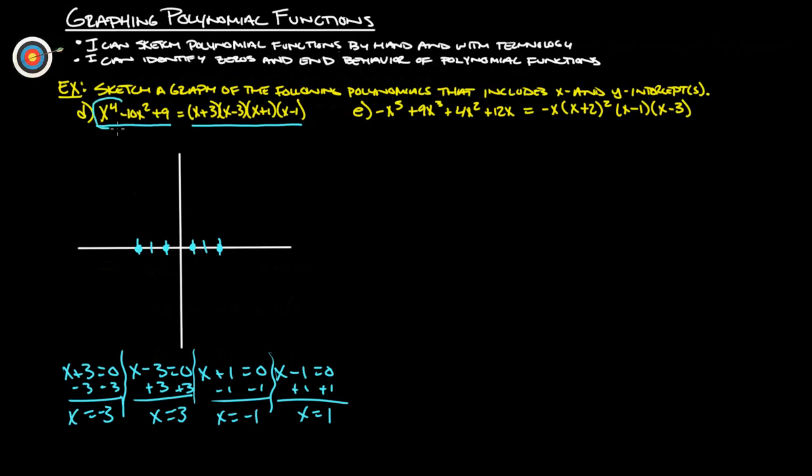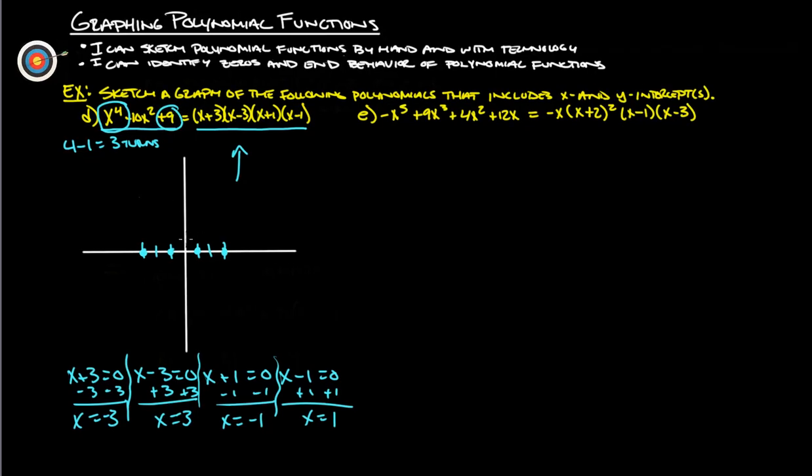We also want to go back here, and this is pretty important because it helps us figure out the end behavior. It's positive, so we know it ends up going up like this. It's going to have 4 minus 1, so at most 3 turns. And this plus 9 tells us that it's going to cross right through there at 9.